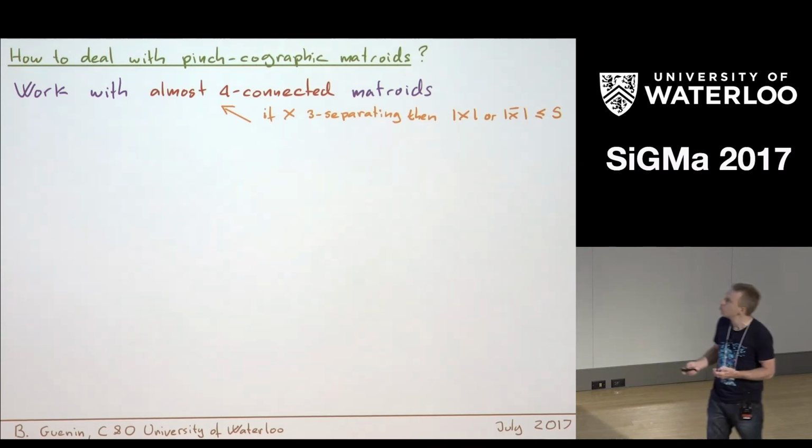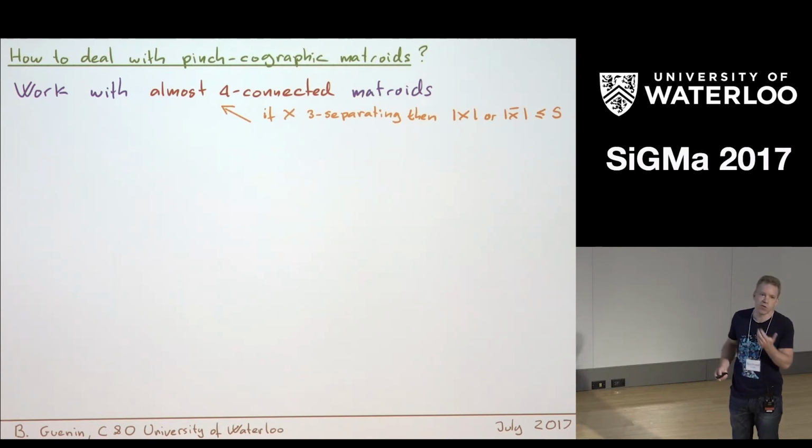So we're going to work with almost 4-connected matroids. What do I mean by almost 4-connected? I mean that it's going to be 3-connected, and if I have a free separating set X, either X or its complement is going to have at most 5 elements.